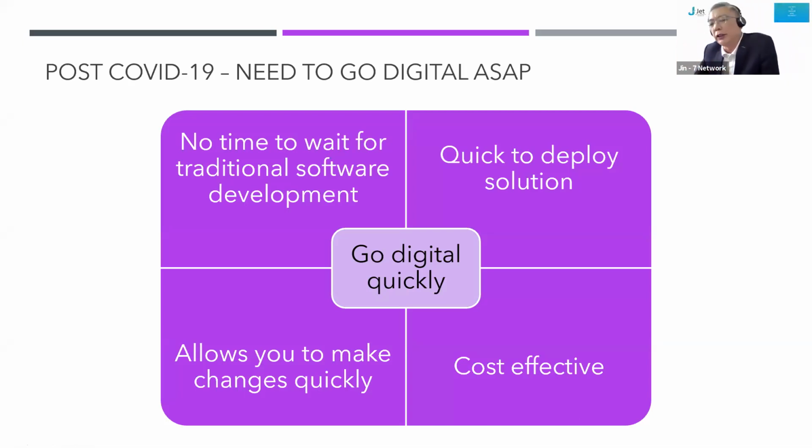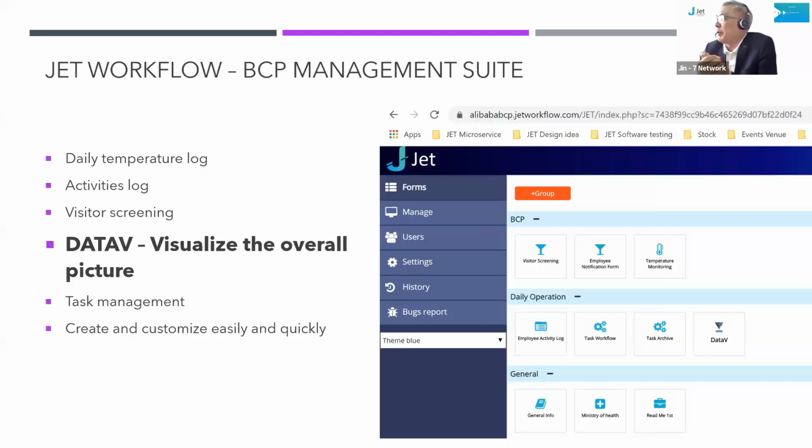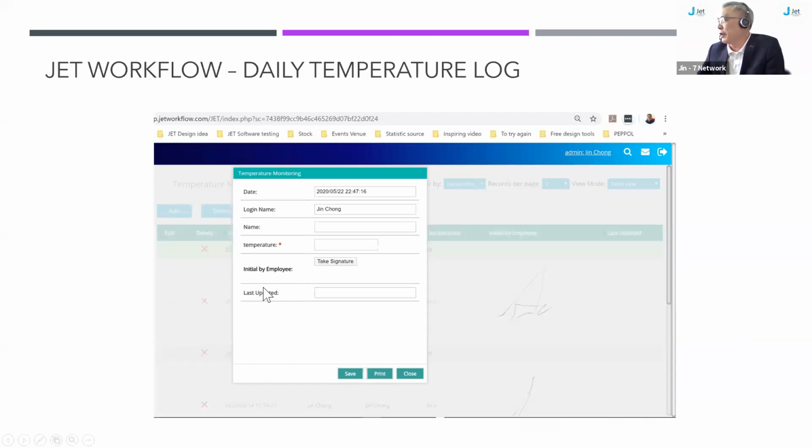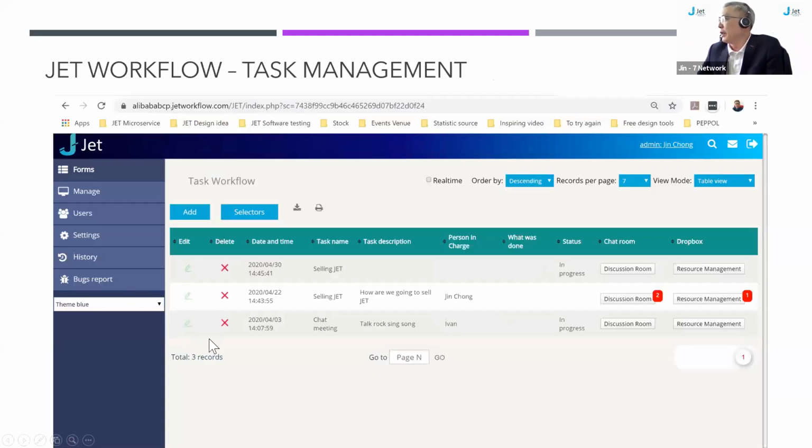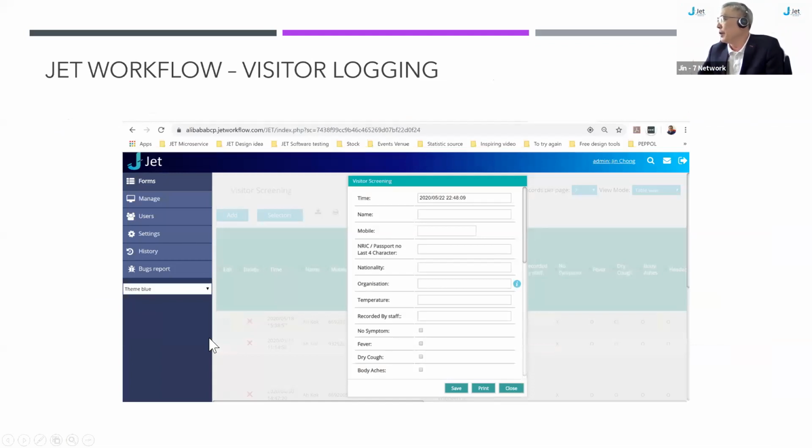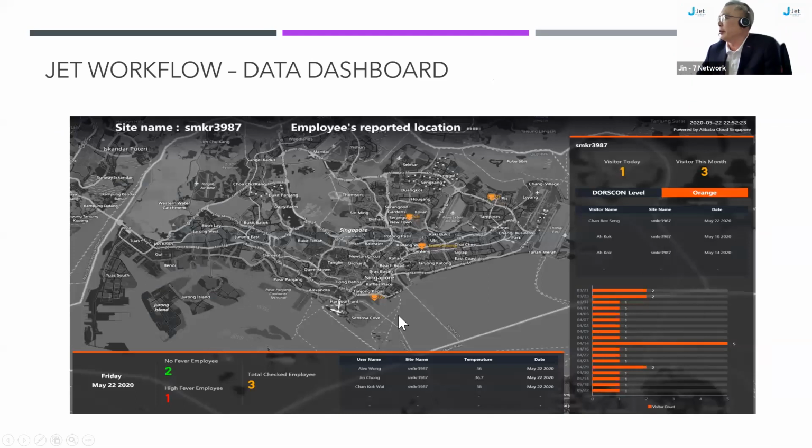You can make changes along the way and it is cost effective. With the help of Alibaba, we've crafted something that is ready to use, ready to go. It does help you to do your daily temperature log, activities log, visitor screening, as well as providing a dashboard for you to see the overall status of your company. So this is some example of temperature taking log, activities, workflow management, and a good, nice dashboard, proudly sponsored by Alibaba, that can give you an overall picture of what your company is doing.